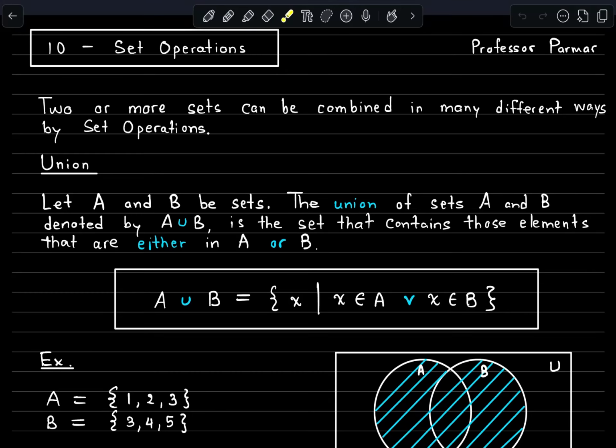Welcome back. This is Discrete Math Lecture 10. This is going to be a quick look at set operations.